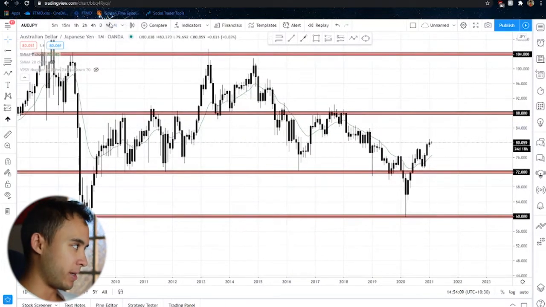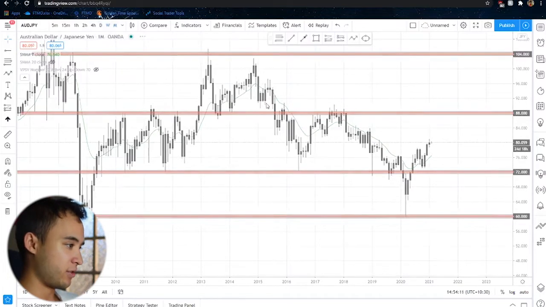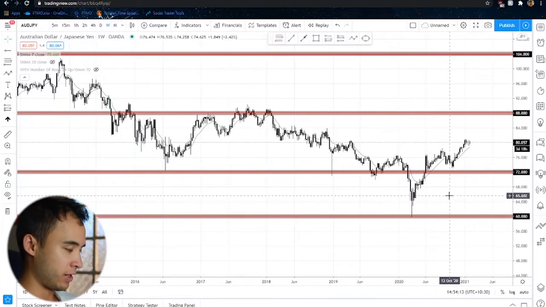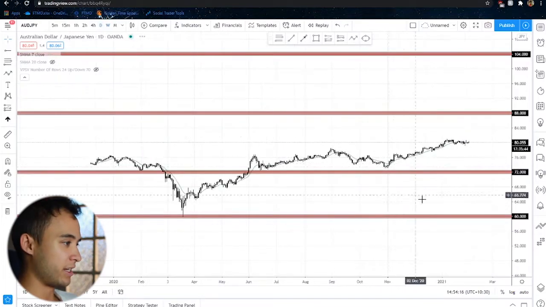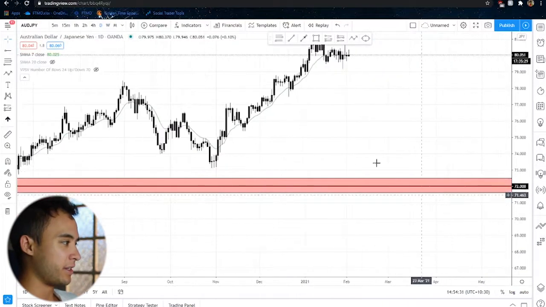So I'm going to go into the smaller time frames now. Monthly is very similar to weekly for me. I usually don't check them separately, so I'm just going to skip into daily. So on the daily, what can we see here?